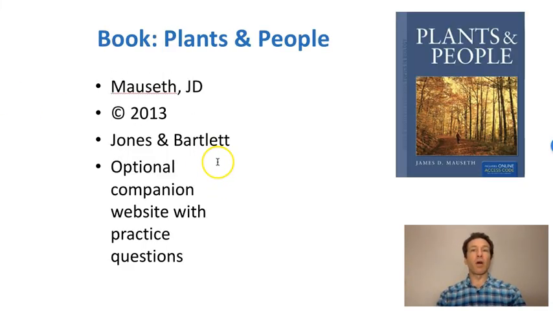The book is called Plants and People, and this is what the cover looks like. There's only one edition, so that makes life easy. It was written in 2013, published by Jones and Bartlett. There's an optional companion website with practice questions, and you'll have other opportunities to get study questions, so you can choose to do that or not. That's entirely up to you.